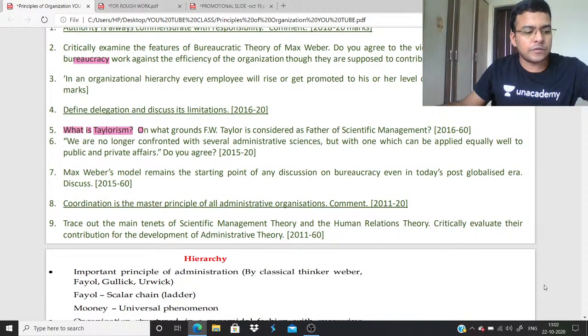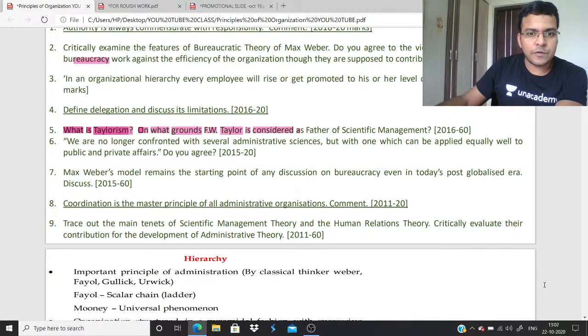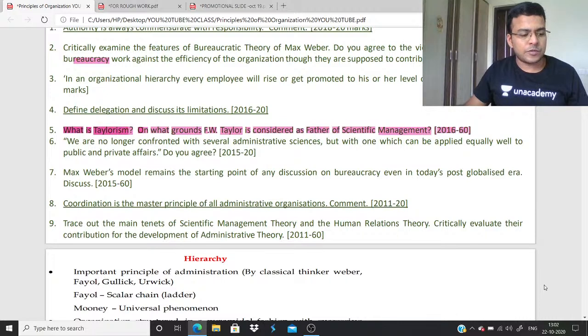So today we are going to discuss another previous year question in public administration. We already discussed 1, 2, 3, 4 questions. So today we are going to discuss what is Taylorism, on what ground F.W. Taylor is considered as father of scientific management, 60 mark. So this is a 60 mark question.